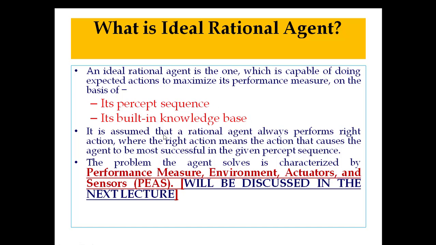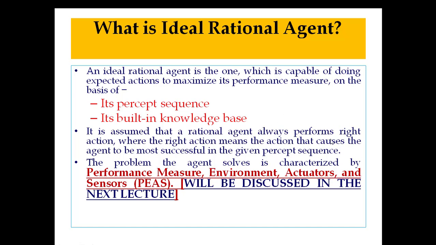Okay, then we always assume that a rational agent always performs the right action, and this right action means the action that causes the agent to be most successful in the given percept sequence. That is very clear to you.